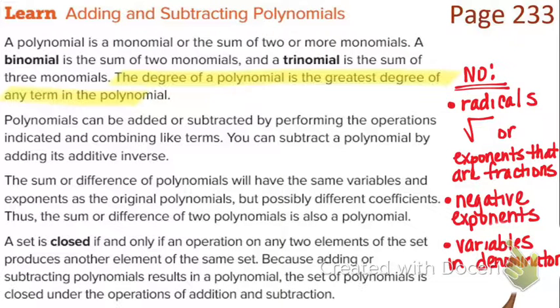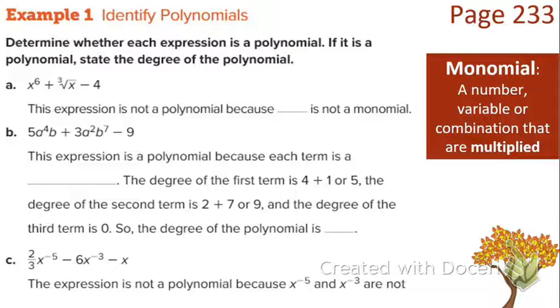Okay, so let's go ahead and use that in example 1 to identify if these are polynomials. So would this one be a polynomial? Do we see any of the no's that we said we couldn't have? Right, and one of the no's that we have is that radical. So because of that cube root of x, this is not a polynomial. What about question B?